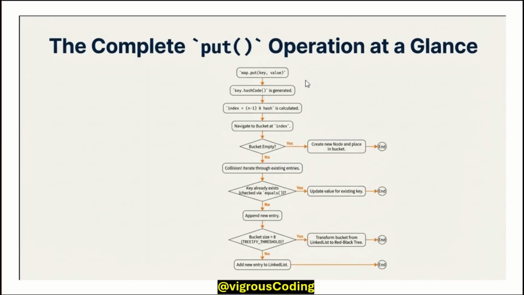This slide summarizes the put operation flow: hash code generated, index calculated, bucket selected. If the bucket is empty, then create a new node and assign the value in the bucket. But if the bucket is not empty, the collision needs to be handled. If the key has the same value, then override the existing value. But if the key does not have the same value, it checks whether treeification is needed or not. If treeification is required, it converts it into a red-black tree. If not, it stores it in the linked list. If you understand this slide, you understand HashMap.